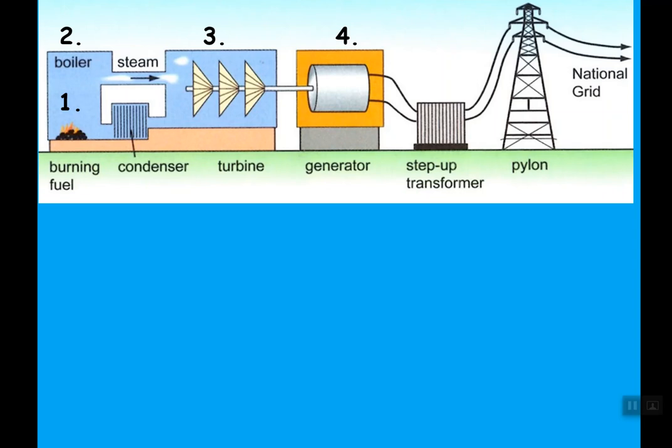It turns the turbines, which is connected to a generator. The generator is a magnet and a coil. They will spin inside one another. And when that happens, it will cause a current to be made, an alternating current.